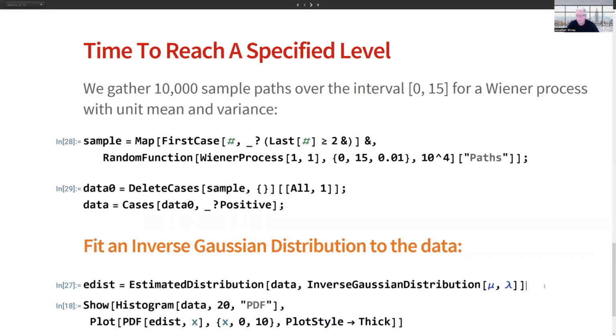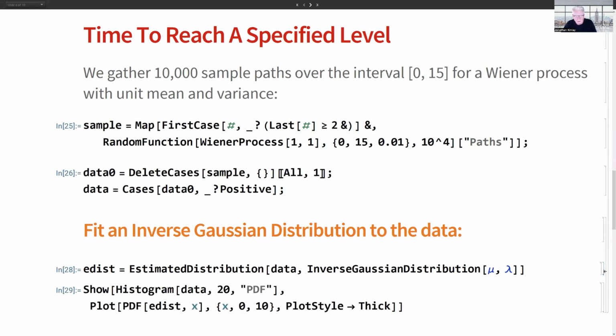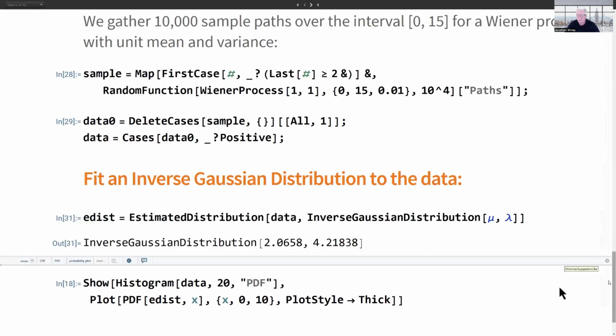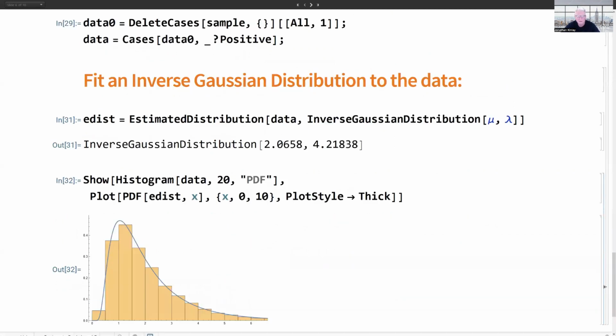And then we'll look at the distribution of the times, which we can estimate to be from an inverse Gaussian distribution with location parameter just over 2 and scale parameter equal to 4.34. And if we plot that distribution, you can see there's a very good fit between the empirical distribution and the theoretical distribution.